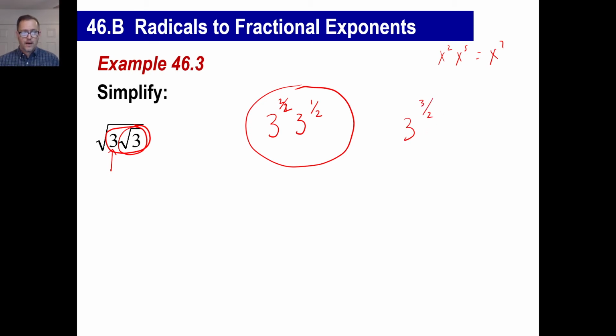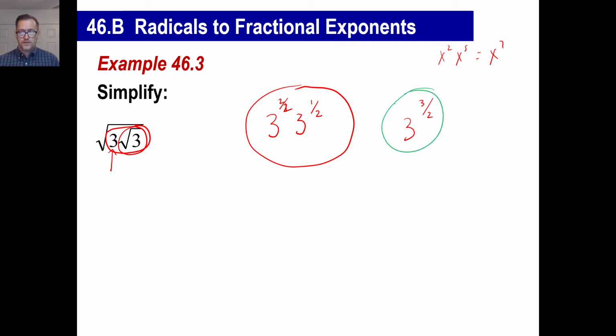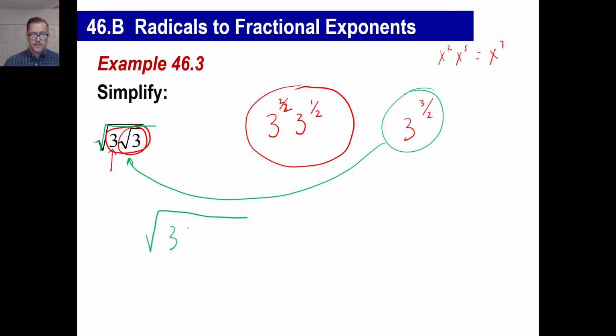Now we're going to rewrite this whole thing. This is actually what's underneath that radical. So let me include the radical now. We have this, and that is 3 to the 3/2 power.